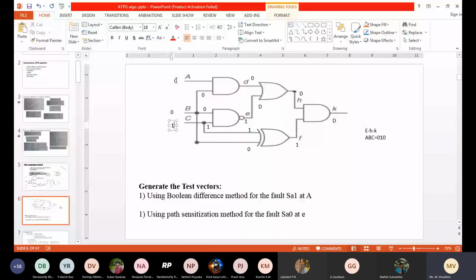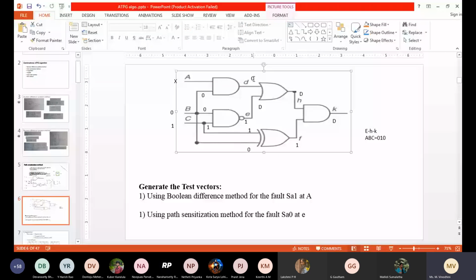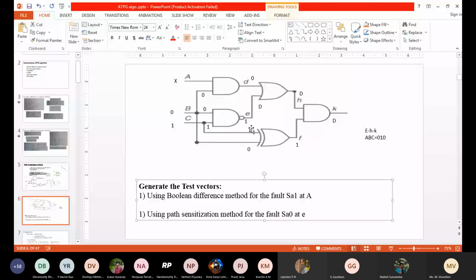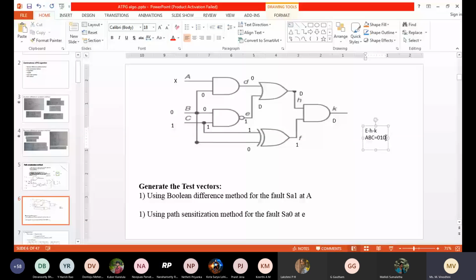Students, are you able to understand? With this already set B value as 0 itself, I will get D as 0. Correct? So A can be anything. Yes or no? Can we have A anything? Because with this 0 itself, I will get this 0. So the test vector, if I consider 1, 0, will be X, 0, 1.